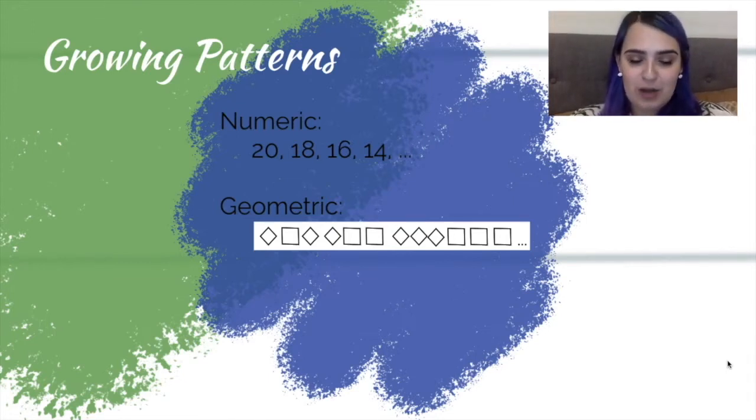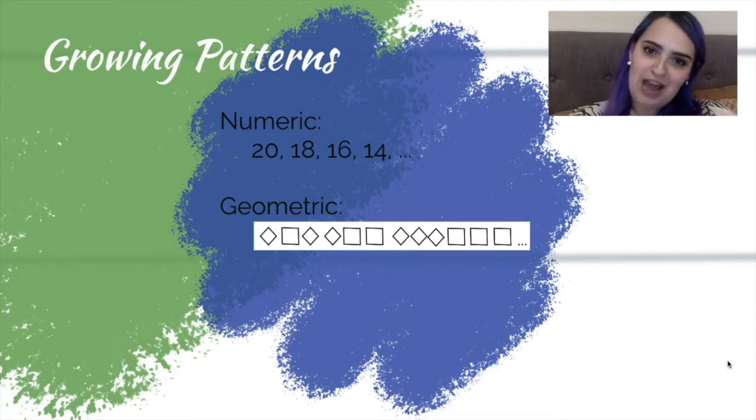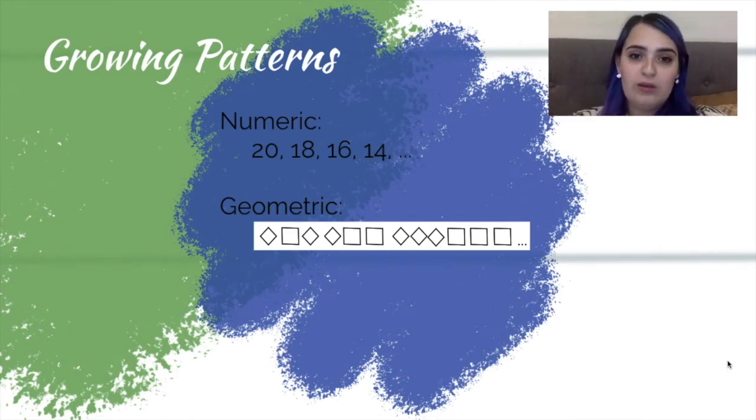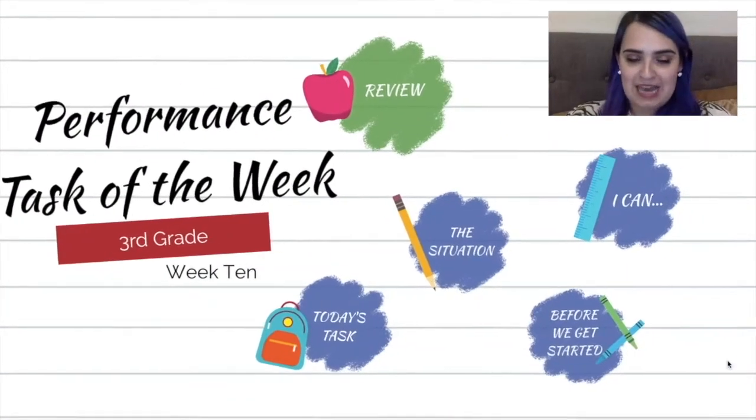So let's look at the geometric pattern. You can see that we have some quadrilaterals, and the starting set is one diamond shape and one square. And then the next set is 2 diamonds and 2 squares, and then it continues to grow. What's going to be next? 3 diamonds, 3 squares, and then it'll probably be 4 diamonds, 4 squares. So our rule would be add 1 quadrilateral from each quadrilateral type each time.